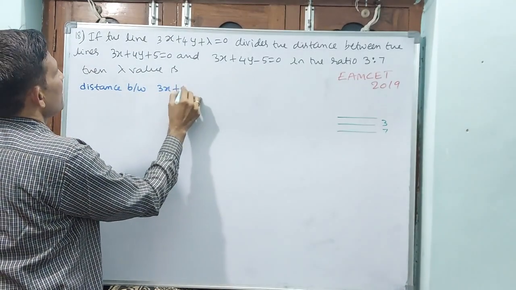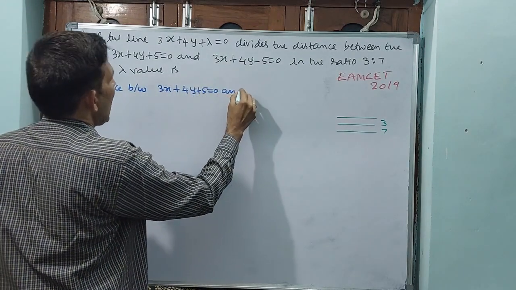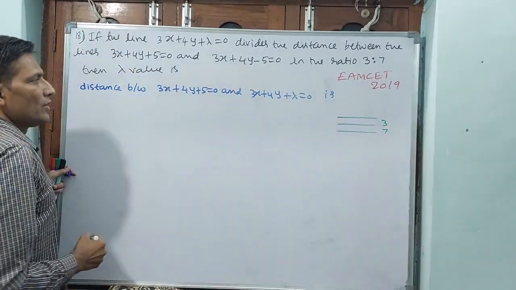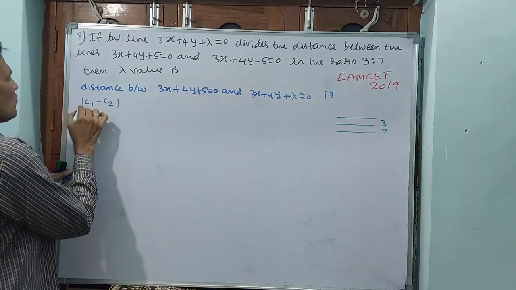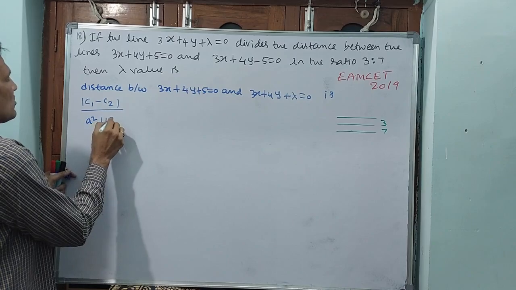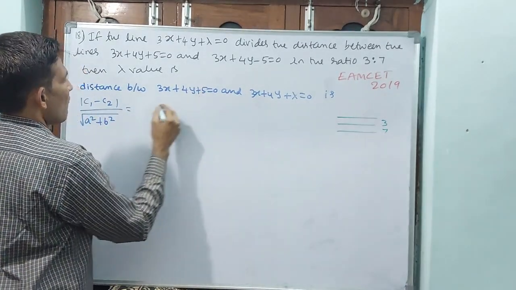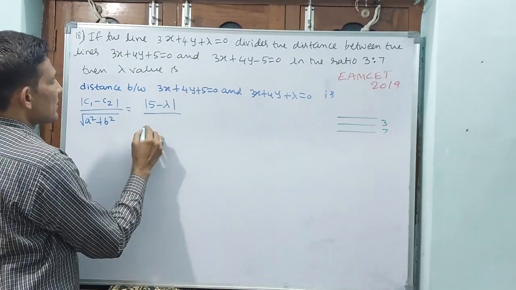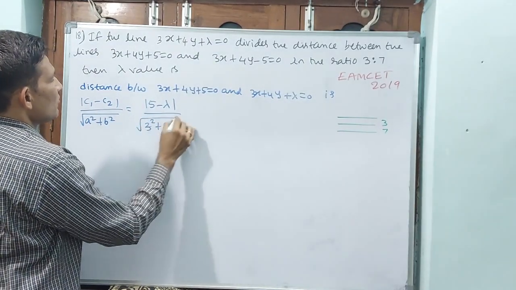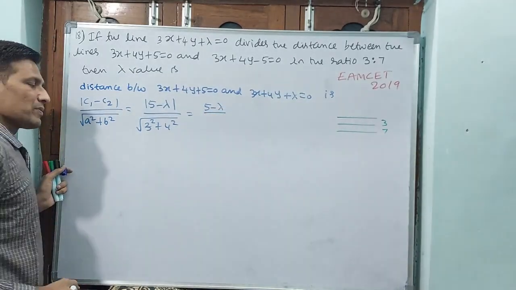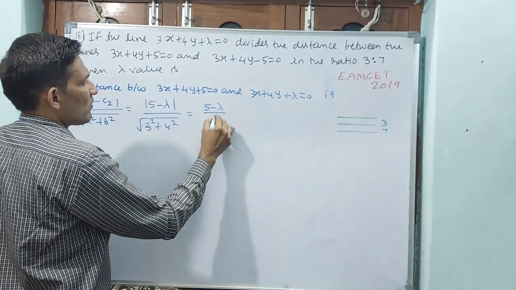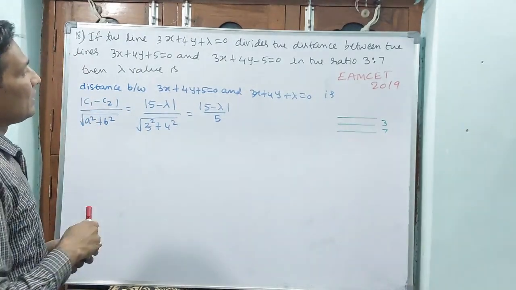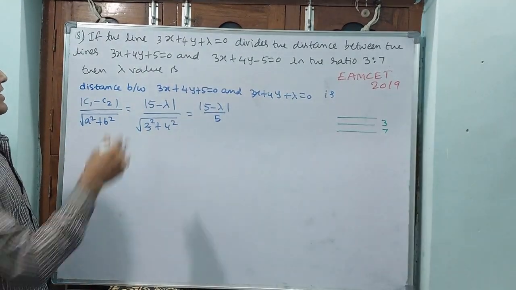the distance between 3x plus 4y plus 5 equal to 0 and 3x plus 4y plus lambda equal to 0 is, you see, I am writing the formula modulus of c1 minus c2 divided by square root of a square plus b square. That is equal to, c1 means here, see, 5 minus lambda modulus divided by the square root of 3 square plus 4 square. That is equal to 5 minus lambda by the square root of 16 plus 9, 25, root 5. 5 minus lambda by 5. First you keep the modulus, afterwards we will see whether we can remove it or not. Proceed further then.